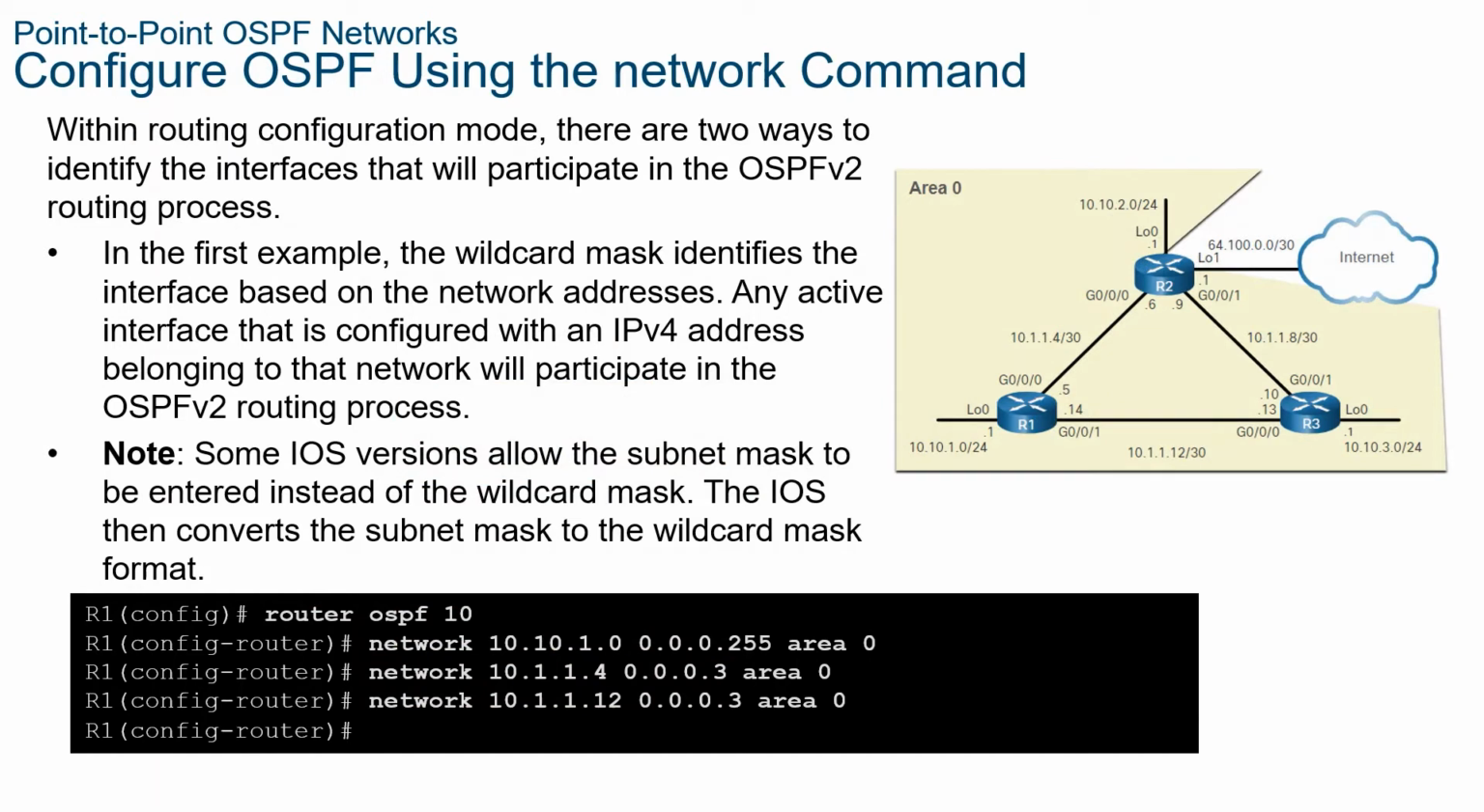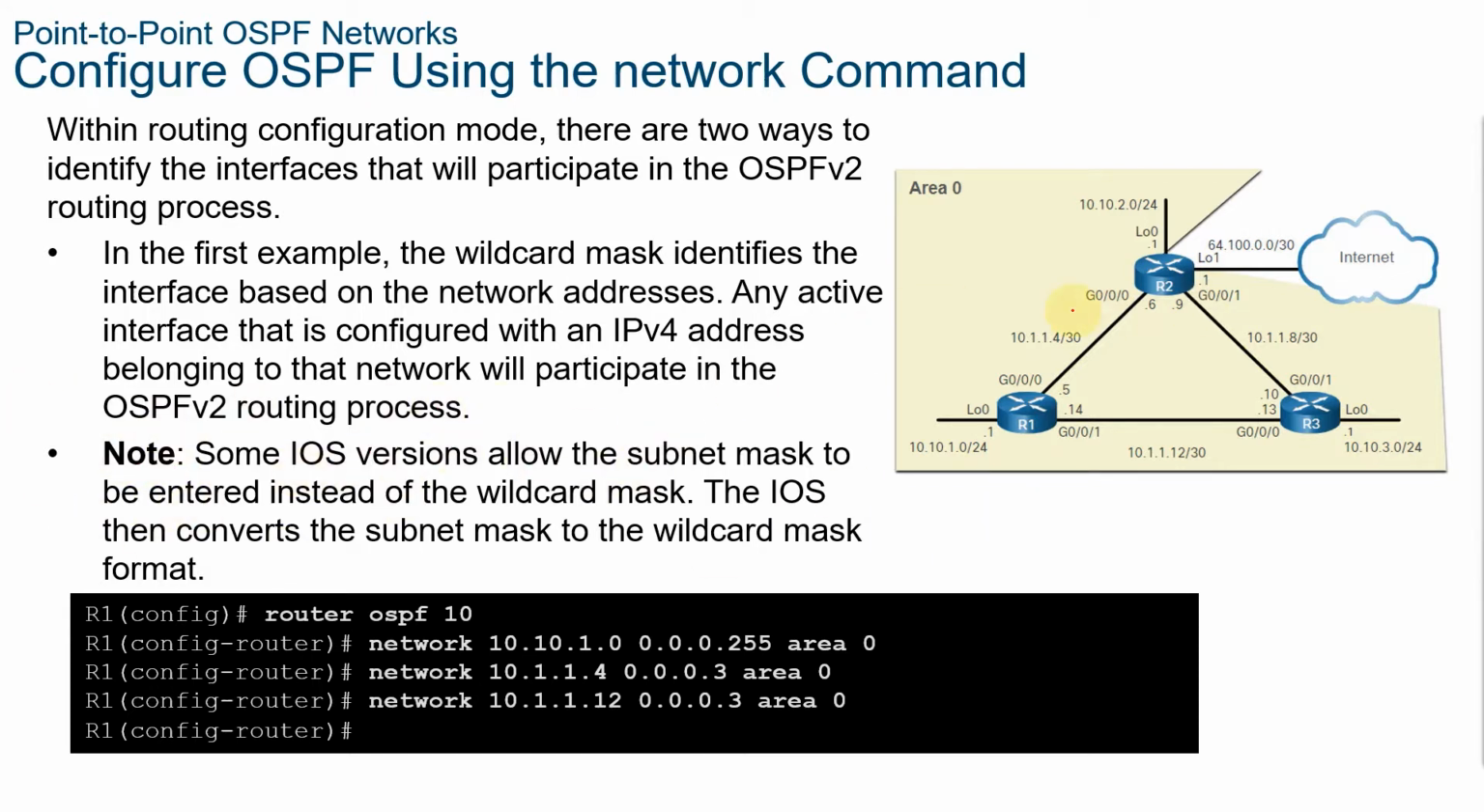Okay, so let's configure OSPF using the network command. Within the routing configuration mode, there are two types to identify the interfaces that will participate in the OSPF version 2 routing process. The figure shows the reference topology here. In the first example, the wildcard mask identifies the interface based on the network address. So any active interface that is configured with an IPv4 address belonging to the network will participate in the OSPF version 2 routing process.